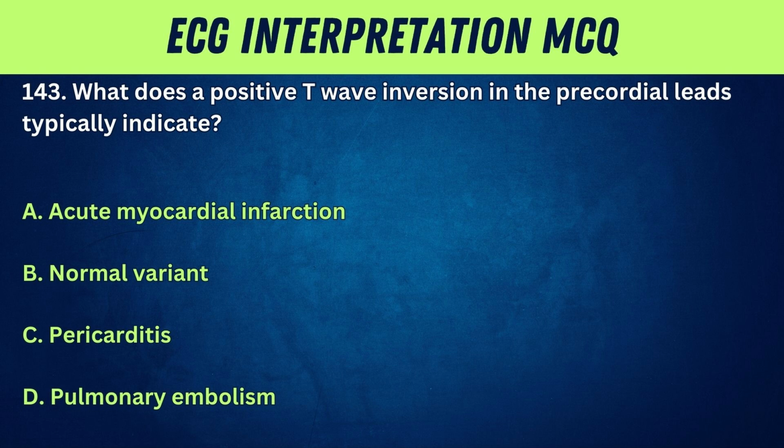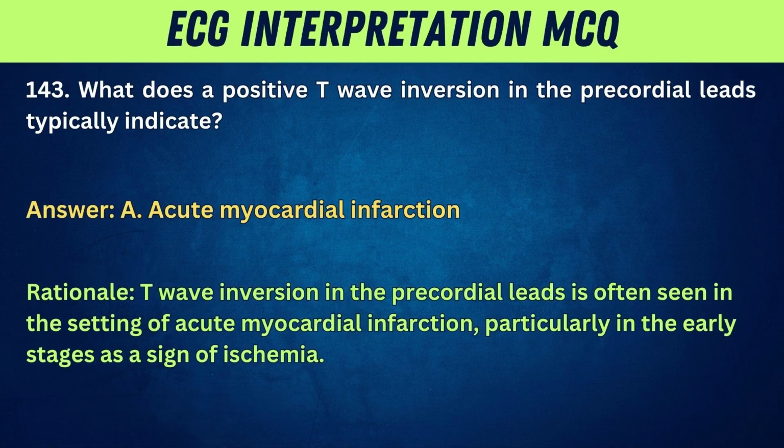143. What does a positive T wave inversion in the precordial leads typically indicate? A. Acute myocardial infarction. B. Normal variant. C. Pericarditis. D. Pulmonary embolism. Answer: A. Acute myocardial infarction. Rationale: T-wave inversion in the precordial leads is often seen in the setting of acute myocardial infarction, particularly in the early stages, as a sign of ischemia.